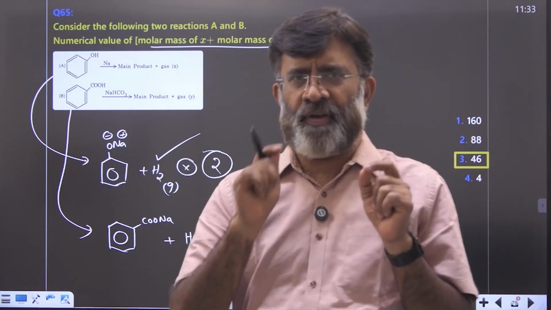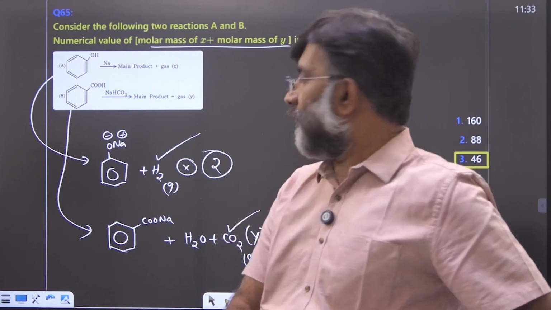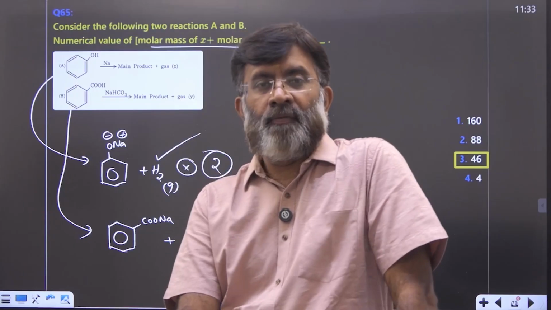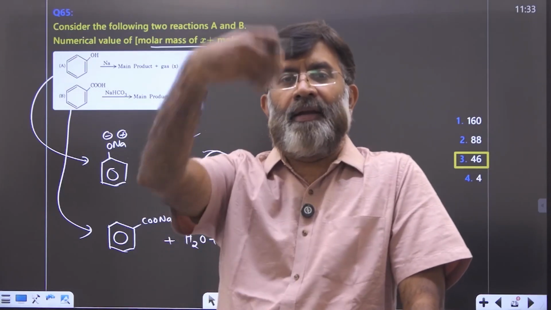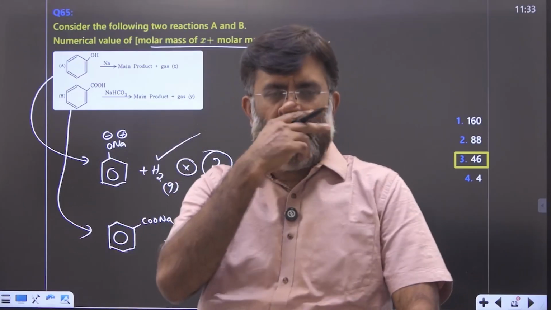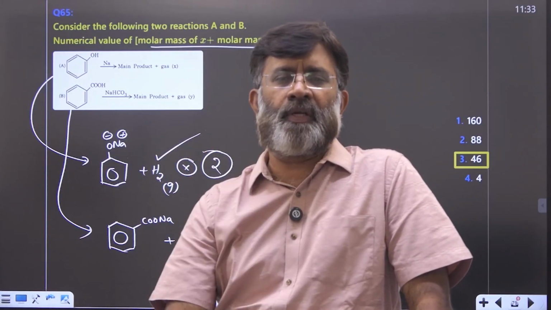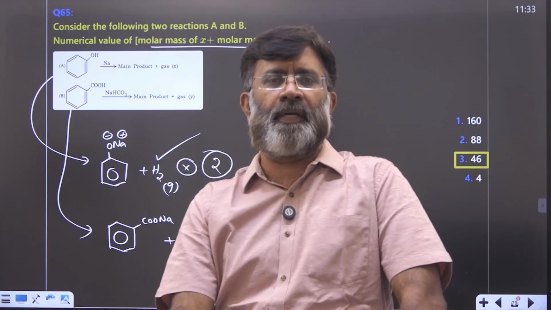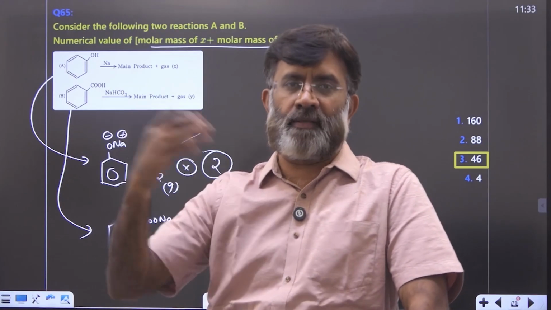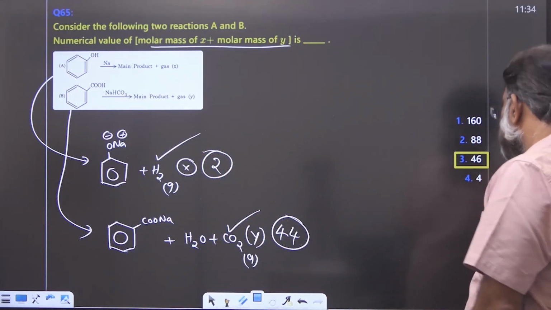One is phenol with metallic sodium, hydrogen gas is liberated. The second one is benzoic acid. Benzoic acid with sodium bicarbonate, you get brisk effervescence, escaping carbon dioxide gas. And the sum of the molar mass of the two gases. Very simple question. Okay. Next.